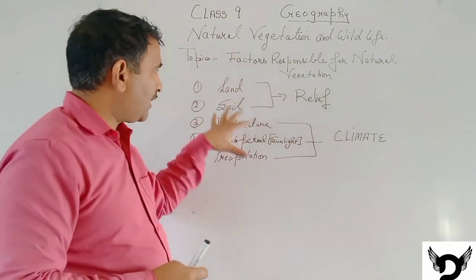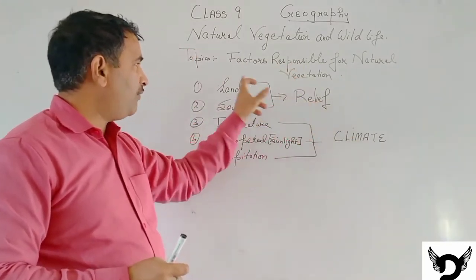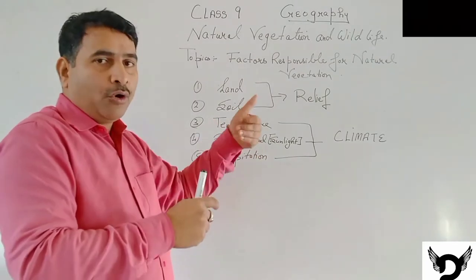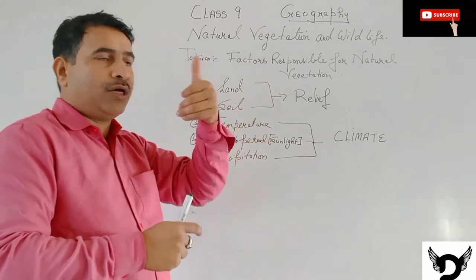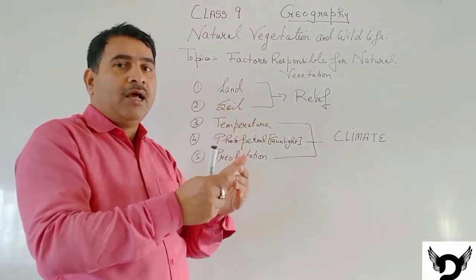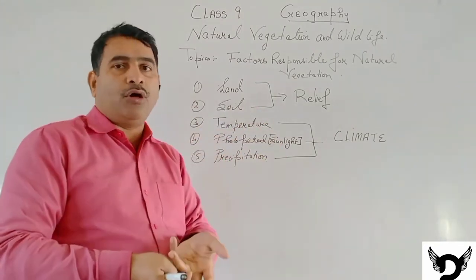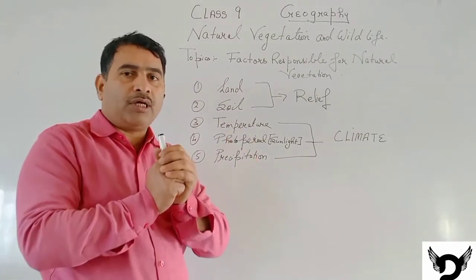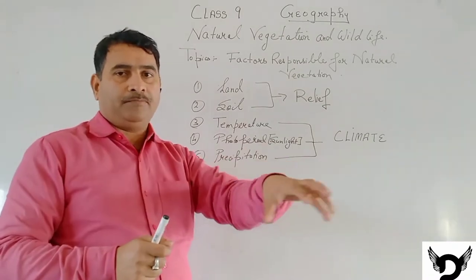So altogether the factors are in 5 categories, under relief and climate. Relief includes land and soil: different types of land like desert and mountain, and the soils. According to the land, soils are also categorized: alluvial soil, black soil, red soil, yellow soil. Temperature depends on the location, and through it the sunlight is given, which is the photo period. Precipitation means the amount of rainfall or snow which occurs here. It shows the animal and plant types in a particular area.